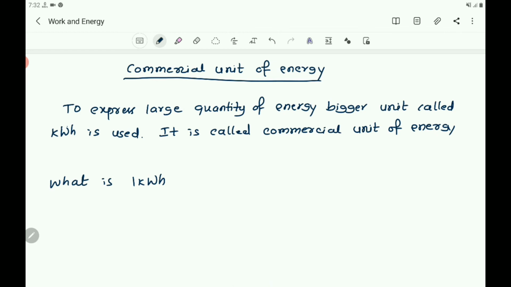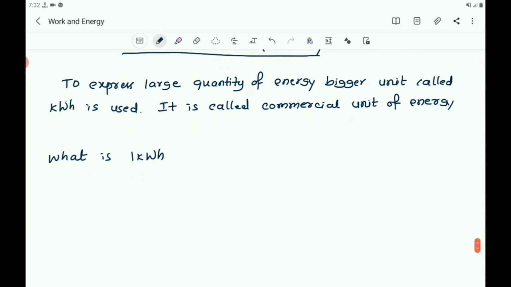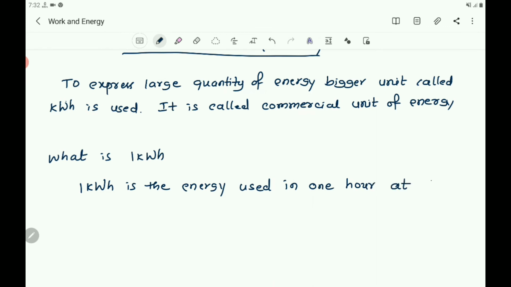So what is 1 kilowatt hour? 1 kilowatt hour is the energy used in 1 hour at the rate of 1000 joules per second. That is nothing but 1 kilowatt. You know that 1000 joules per second is equal to 1 kilowatt. So if power of 1 kilowatt is used for 1 hour, then the energy becomes 1 kilowatt hour.